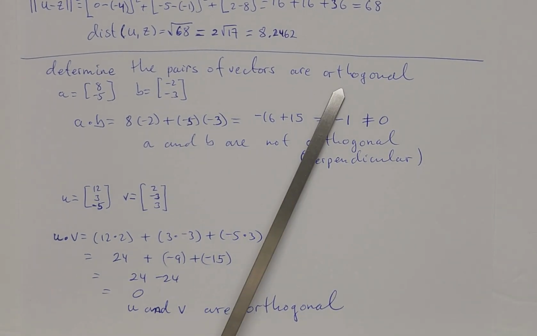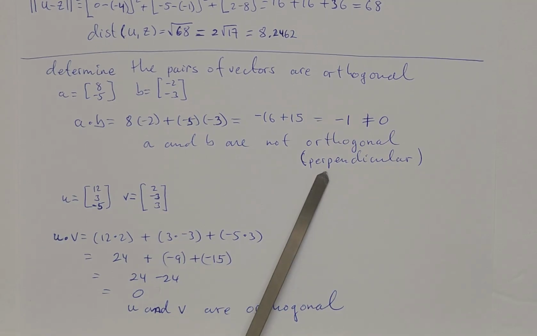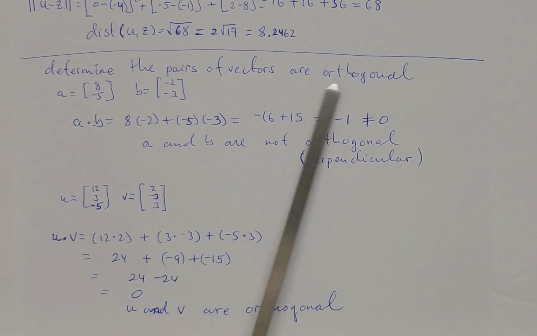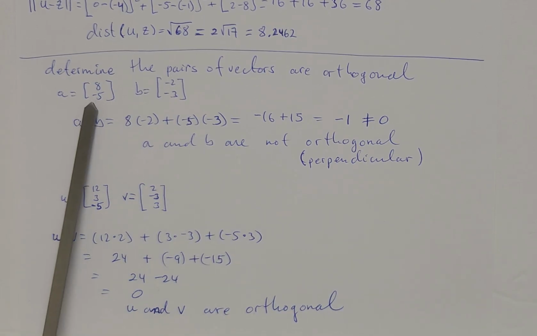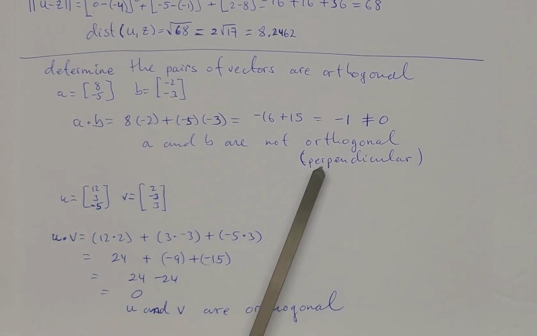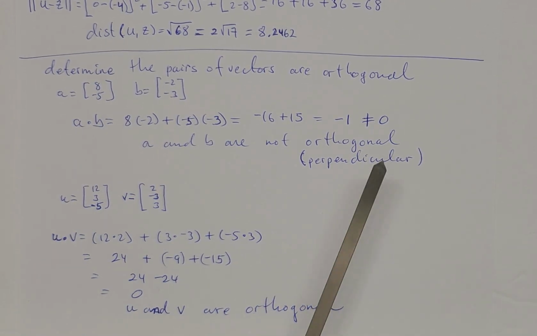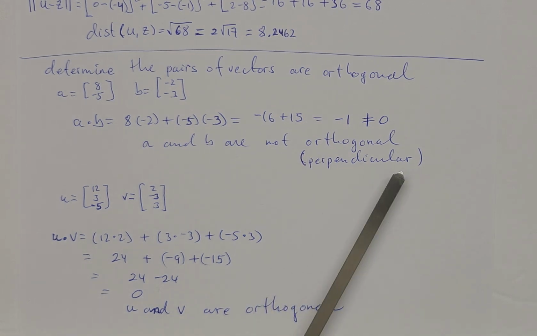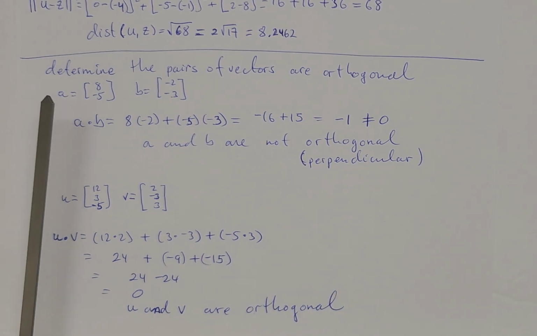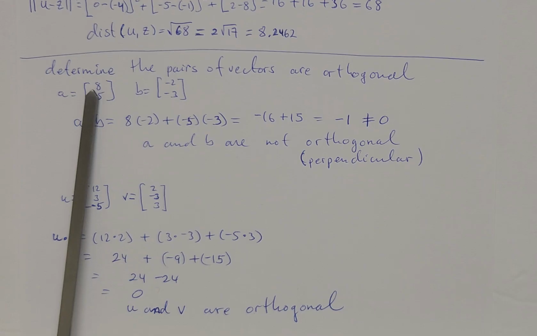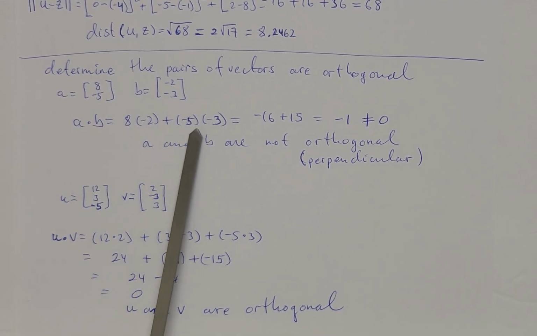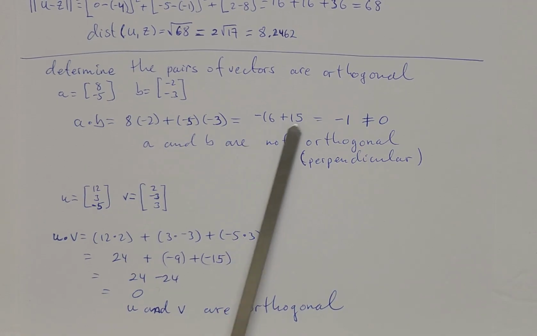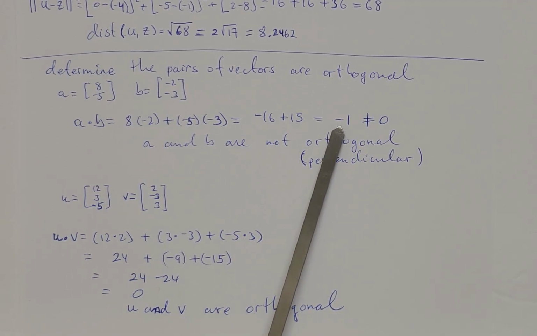Next we want to know if the vectors are orthogonal or not. The word orthogonal just means perpendicular. So we want to know, is this vector and this vector perpendicular, or in another way, orthogonal? So we just multiply using the dot product. 8 times -2, which is here. -5 times negative, this is here. After that, just add them across, and it comes out to be -1.